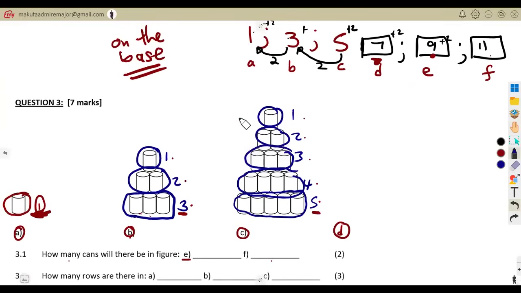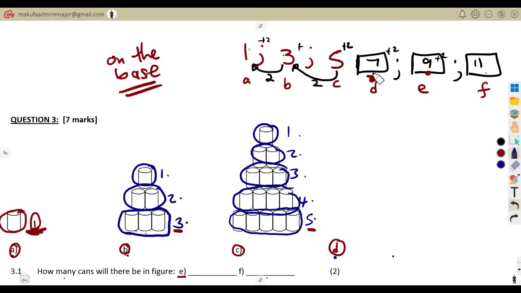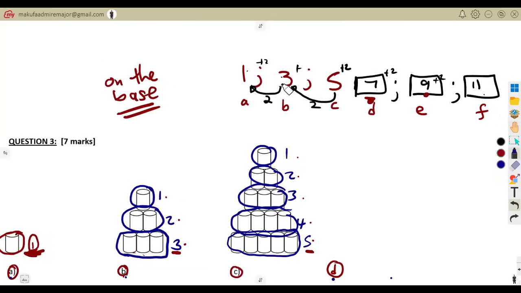So the part of E, this is A, B, C. There's supposed to be D, E, and F. So we are not focusing on the D there. We are focusing on E. So if we are focusing on E and F, what is the scenario, guys? These are the number of cans on the base. So remember, they're reducing. Like 3, 2, 1, 5, 4. We saw that 5, 4, 3, 2, 1. So it is the same thing.